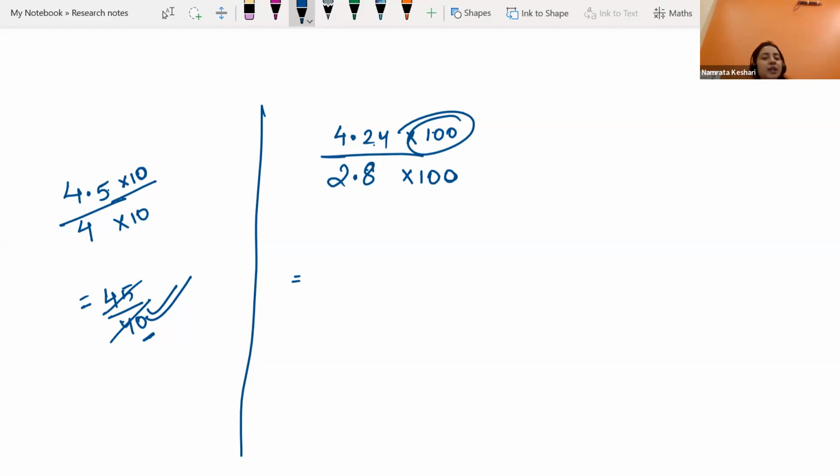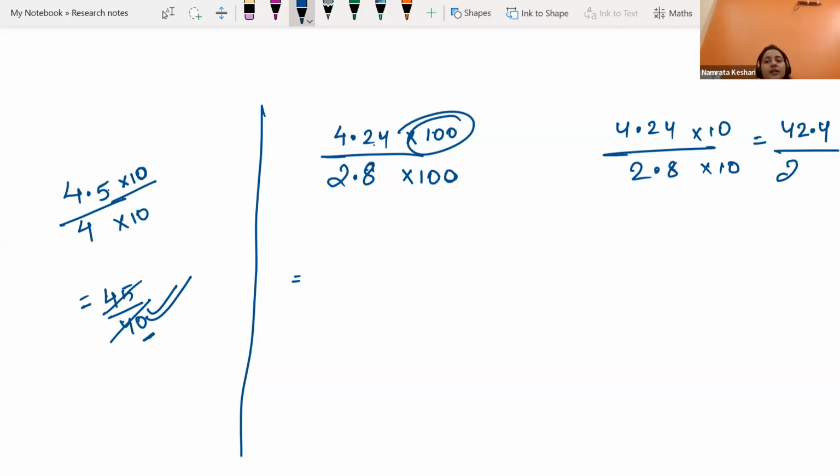Now the question is, why are we multiplying with 100 and 100? Why not 10 and 10? Because in the fraction 4.24 by 2.8, if you multiply 10 in the numerator and 10 in the denominator, in the numerator you won't be able to remove the decimal, you will end up with 42.4, and in the denominator the decimal is gone. What was the purpose? The purpose was to remove the decimal. However, by multiplying by 10, we are not able to remove it. The numerator's decimal remains as it is.